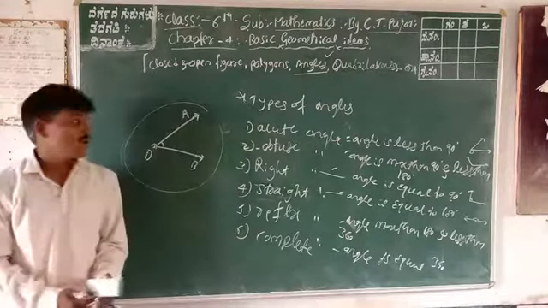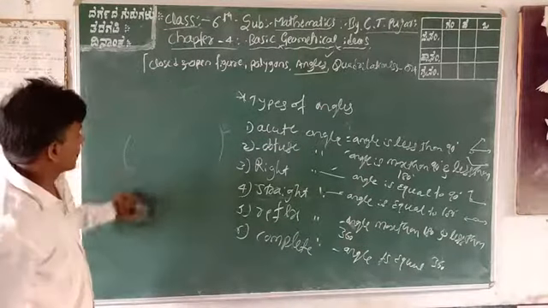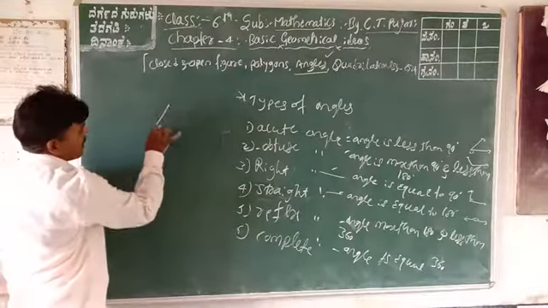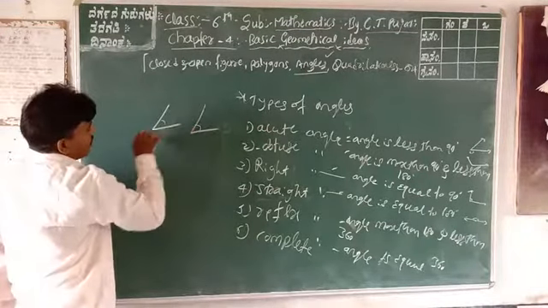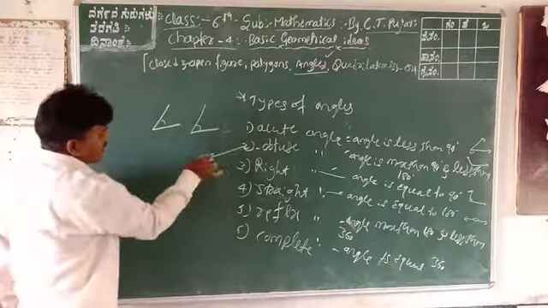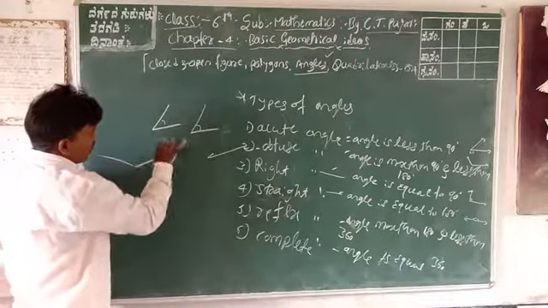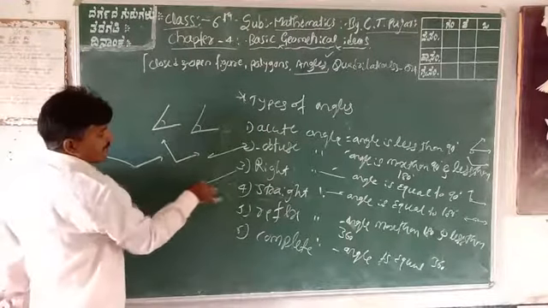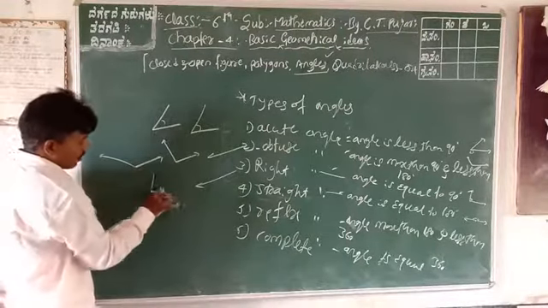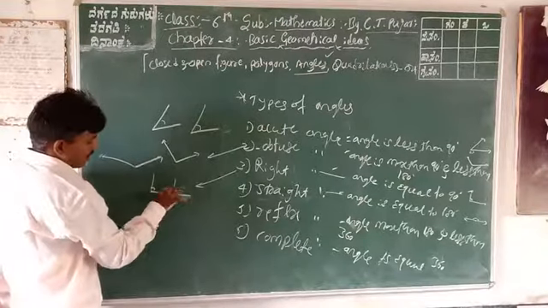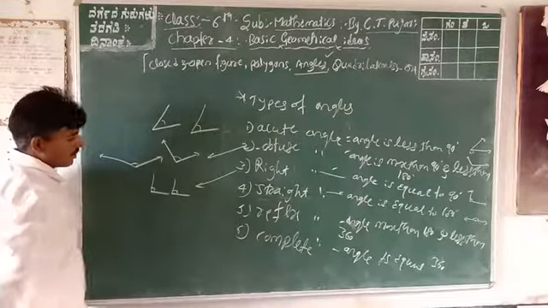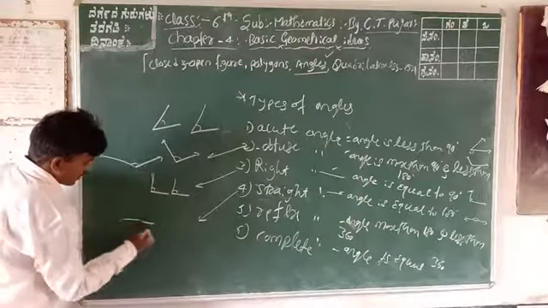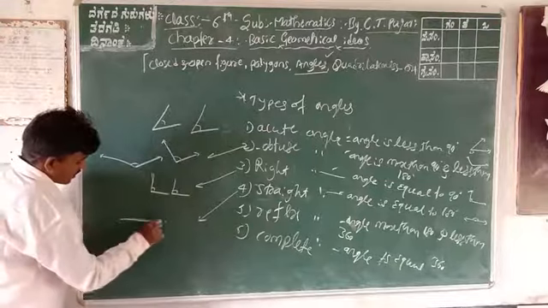Once again, check the diagram of all angles. The first, acute angles, look like this. These all are acute angles. Obtuse angles look like this. Right angles mean perpendicular, this is a right angle. What about next? Straight angles look like this. Only straight angles.